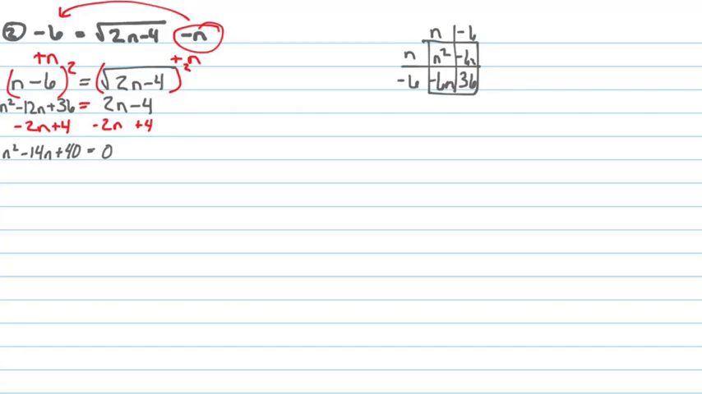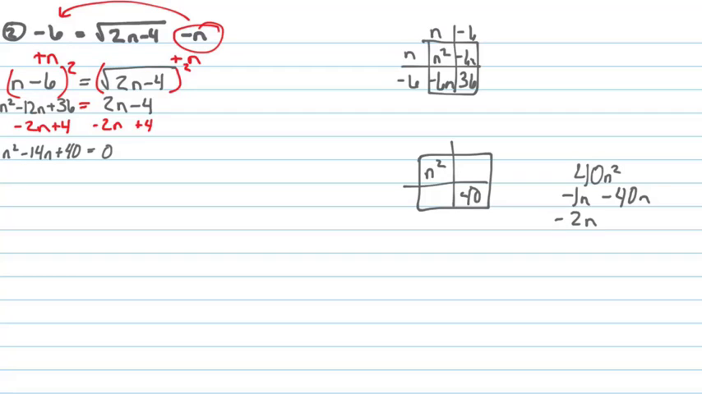We need to factor this out, so we're going to go from inside out. So n squared and 40 here. And so I'm looking for the factors of 40 n squared that will add to give me a negative 14. So negative 1n and negative 40n. Does it work? Negative 2n, negative 20n. That's not going to work. Negative 3, does it work? Negative 4n, negative 10n. That does work, so I'm going to go ahead and fill that in.